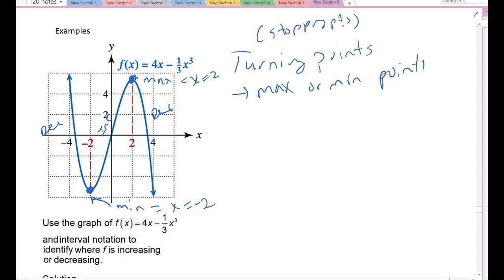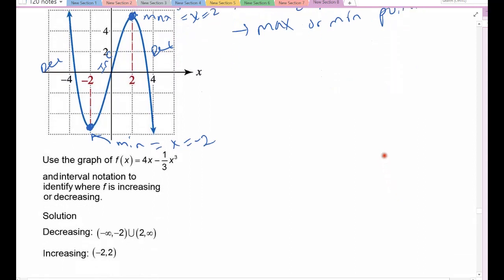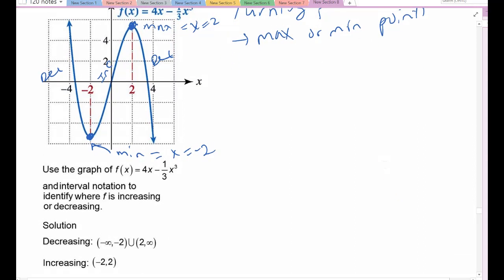I'm either increasing or I'm decreasing. And so that's what is described down here. We always use interval notation. So the solution is, when is this function increasing? When is this function decreasing? Well, it's decreasing at the tails. From -infinity up to the minimum at -2. -2 is the x value. It's decreasing. Then it increases for a little while, and then it stops at 2, and after 2, it decreases again. So from 2 to infinity, it's decreasing.